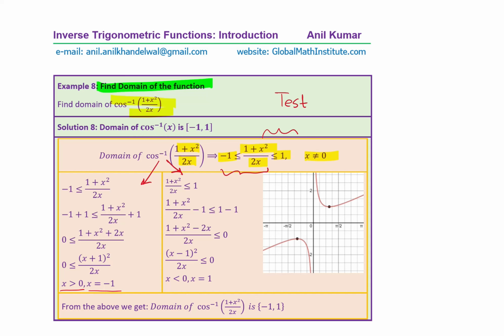On the right hand side, what do we get? We want (1 plus x squared) over 2x to be less than or equal to 1. When we subtract 1, we get 1 plus x squared minus 2x in the numerator, which can be factored as (x minus 1) whole squared. And this number should be always less than or equal to 0. The numerator is positive, and this can be 0 only if the denominator is negative. So x value has to be less than 0, where x equal to 0 is also a solution, right? So we have two solutions here. x equals 1 gives me a 0. In the previous one, x equals minus 1 gives me a 0.